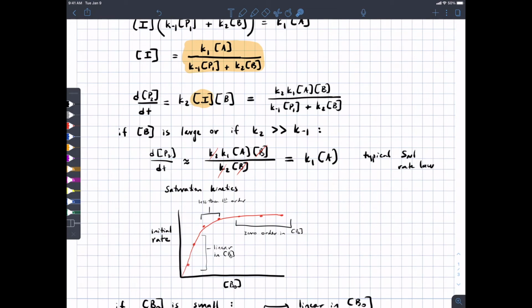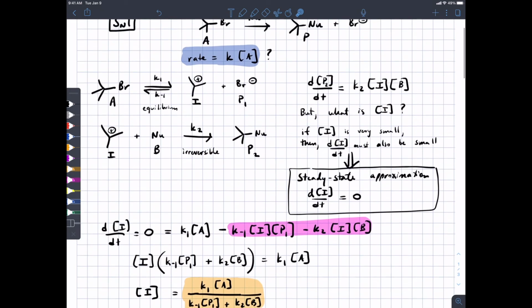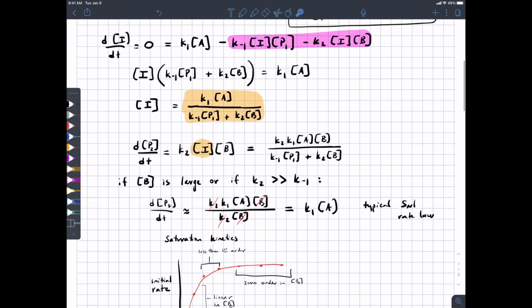The independent area is if the concentration of B is really large, or alternatively if K2 is just very much faster than K minus 1. If B or K2 or both or either are very large relative to this term, this K minus 1 term goes away. The new rate law can be approximated as K2 K1 times concentration of A times concentration of B divided by K2 times concentration of B. The K2 and the concentration of B terms fall away, cancel out. We're left with K1 times A, which is the typical rate law for an Sn1 reaction, where the rate of appearance of product 2 only depends on rate constant K1 and on the concentration of A.